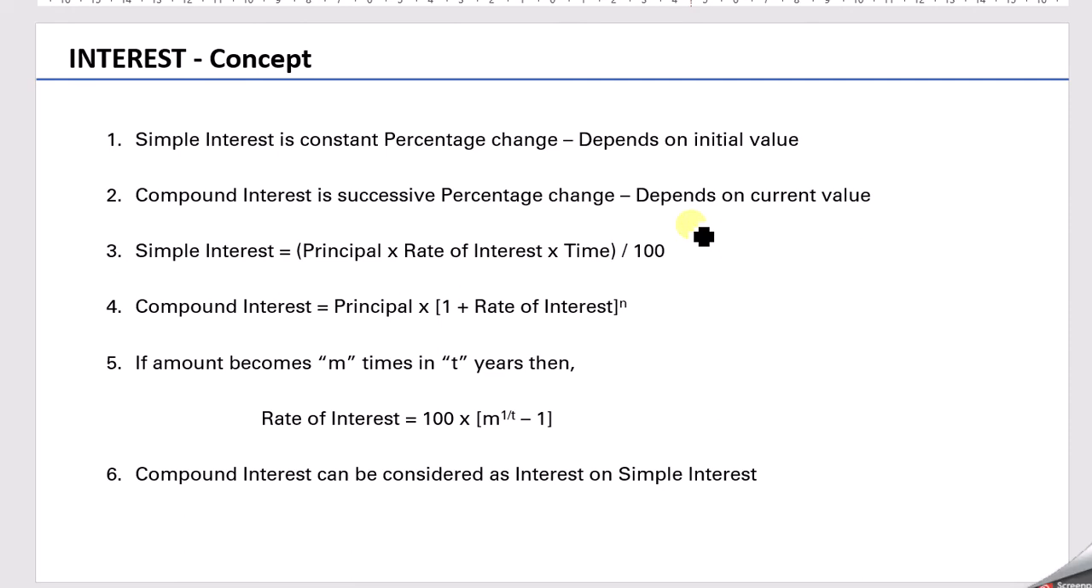minus principal. So if amount becomes m times in t years, then rate of interest is equal to 100 into the formula that is given. So this formula is specifically useful when you are just asked to find rate of interest and the amount is given.